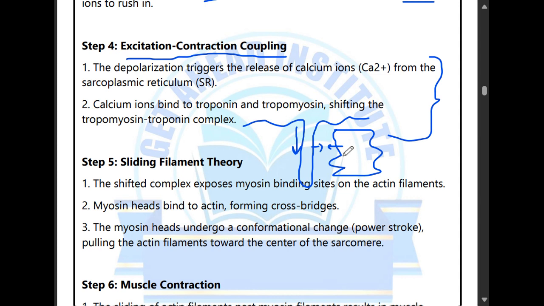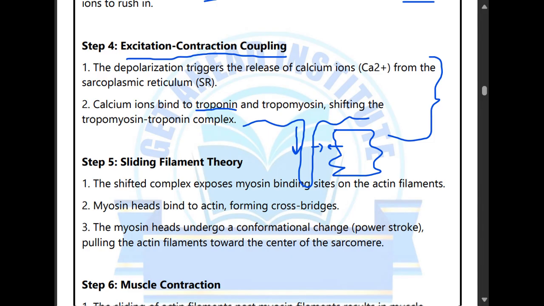When the sarcoplasmic reticulum has been opened, calcium ions will start flowing. When they start flowing, they'll go and bind to troponin, specifically the troponin C part. Remember, troponin has three parts, right? So they'll bind to troponin C. Are we together?